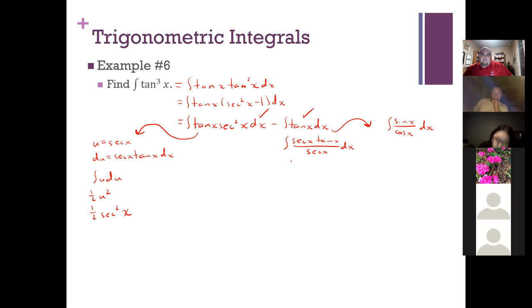And you're absolutely right. That would become du over u, which is not a coincidence. So let's do this over here. If I have the integral of sine x over cosine x, let's say u is equal to cosine x. That means du would be equal to negative sine x dx. And then this becomes negative du over u.